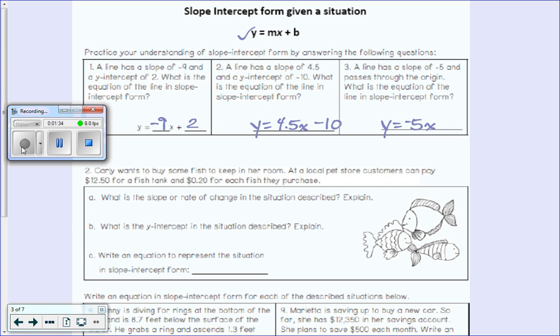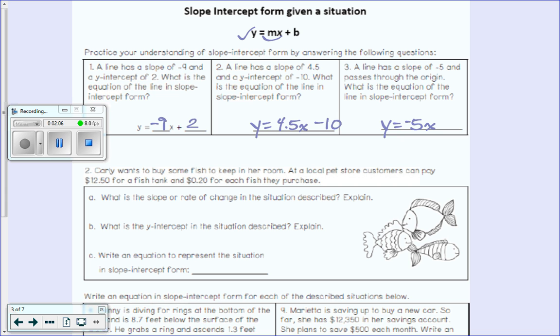Carlin wants to buy some fish to keep in her room. At a local pet store, customers can pay $12.50 for a fish tank and $26 for each fish they purchase. So what is the slope of this situation? Slope is what? What operation is this? Multiplication. Anything that we're multiplying in this situation?